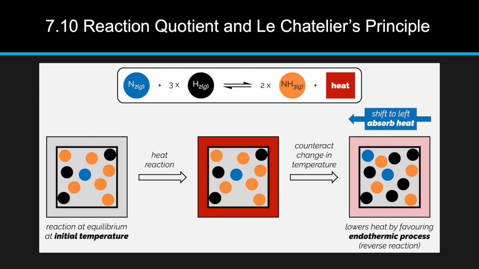Now, as the system shifts to the left, more reactants are going to form, and the amount of heat being produced is going to decrease.